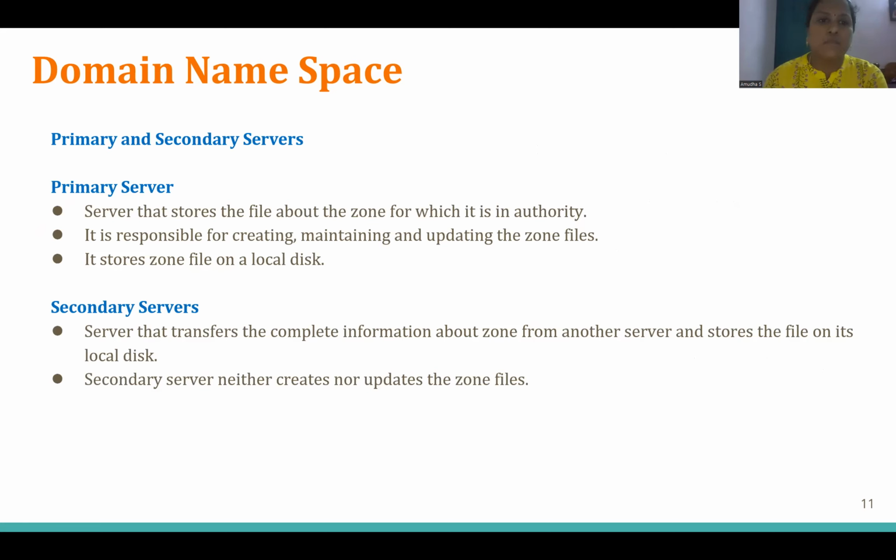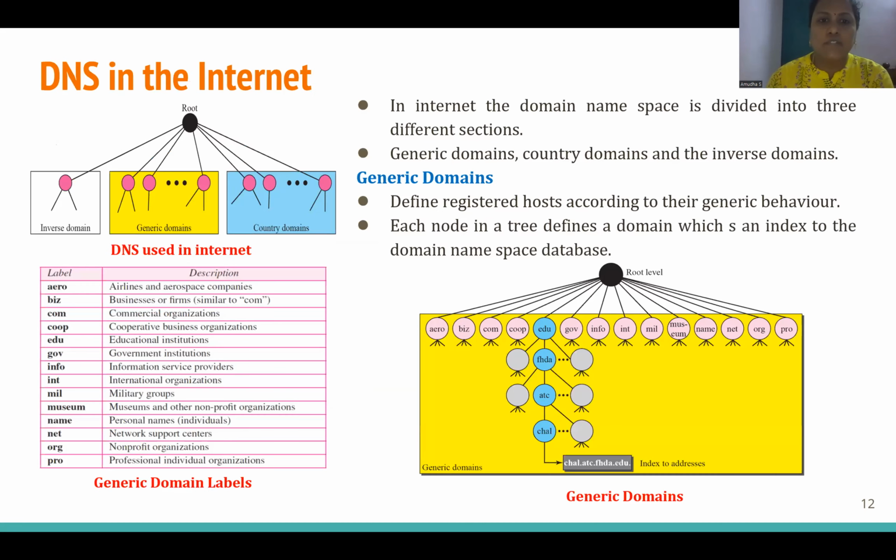A domain namespace may use a primary server or a secondary server. Primary server: the server stores the file about the zone for which it is authority. It is responsible for creating, maintaining, and updating the zone file, which is maintained on a local disk. Secondary server: it transfers the complete information about a particular zone from another server and stores the file on its local disk. This secondary server neither creates nor updates the zone file.